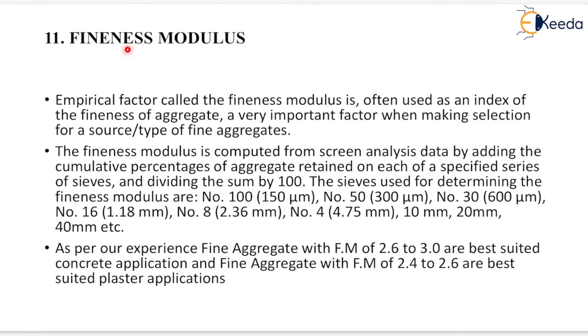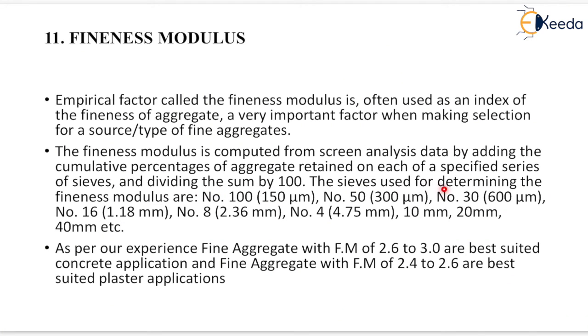Now next is the fineness modulus. An empirical factor called the fineness modulus is often used as an index of the fineness of aggregate, a very important factor when making selection for a source or type of fine aggregates. The fineness modulus is computed from screen analysis data by adding the cumulative percentage of aggregates retained on each of a specified series of sieves and dividing the sum by 100.